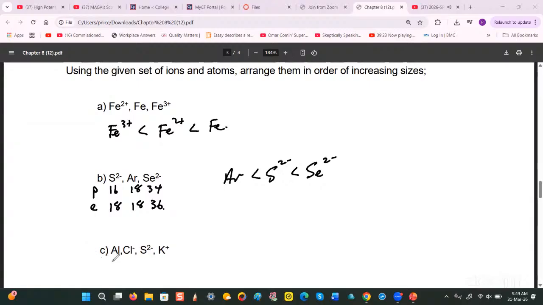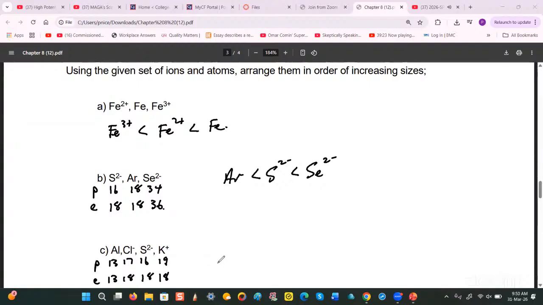Okay, so for C, you're given aluminum, chloride, sulfide, and potassium. So again, I'll take the same approach. I'll find the number of protons in each case. Aluminum is atomic number 13, chlorine is 17, sulfur is 16, and potassium is 19, right? In terms of the electrons, aluminum is 13, chloride is 18, sulfide is 18, and potassium is 18, right? So the chloride, sulfide, and potassium are all isoelectronic.